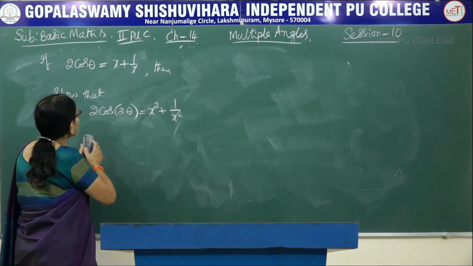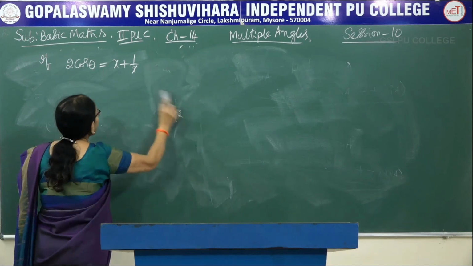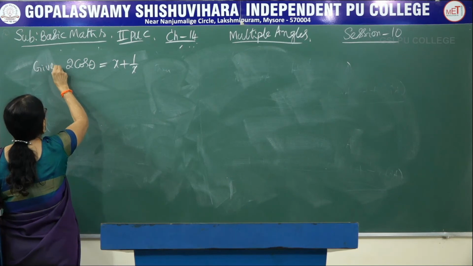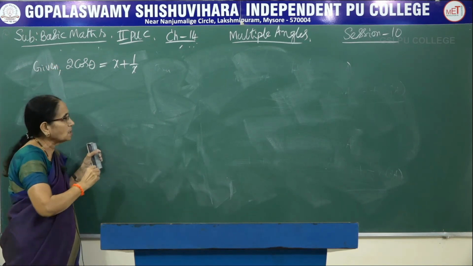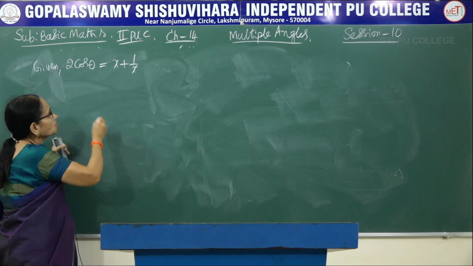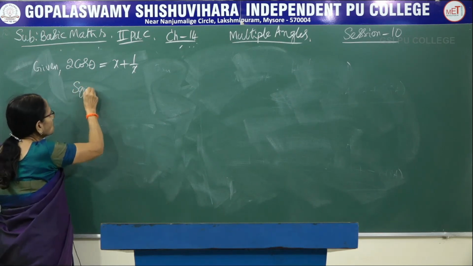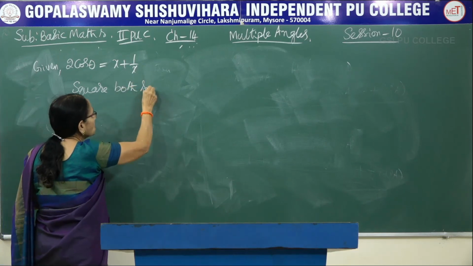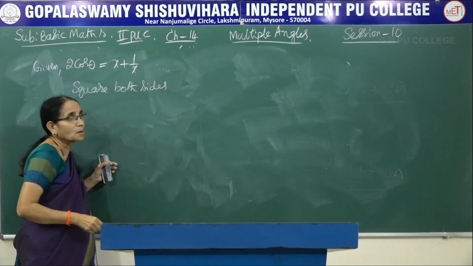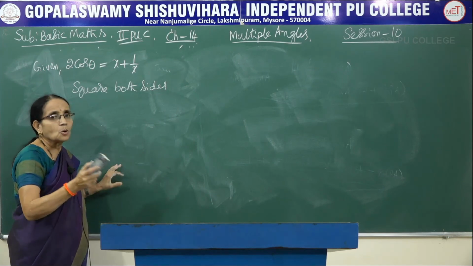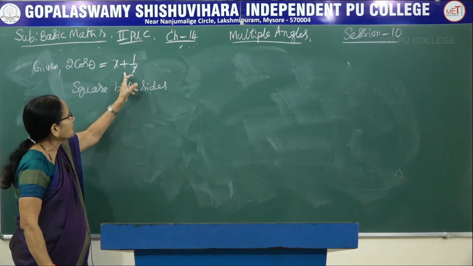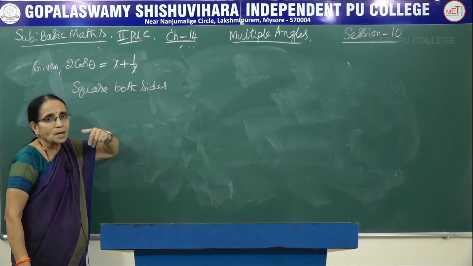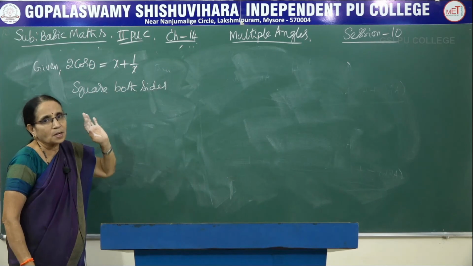Now, if 2 cos theta equal to x plus 1 by x. So how do you write that one? Given. Start with the data given. 2 cos theta equal to x plus 1 by x. What I do is square both sides. Why I am squaring both sides is, look at the result that has to be proved. On the right hand side I am having x square plus 1 by x square. That gives us a hint that it has to be squared here.